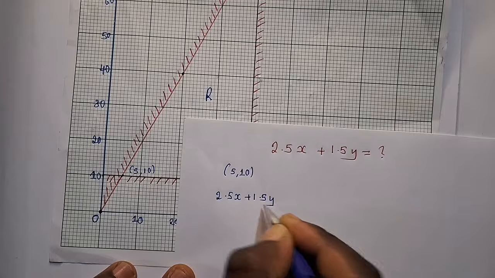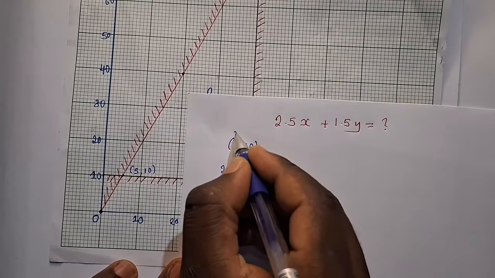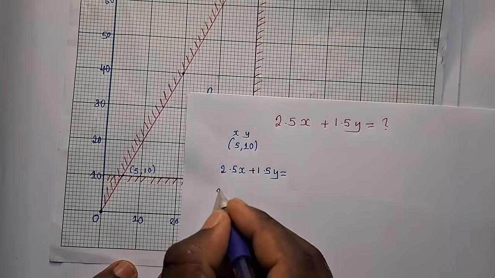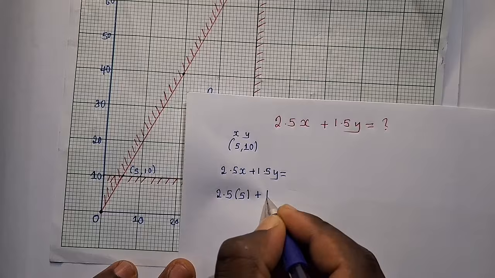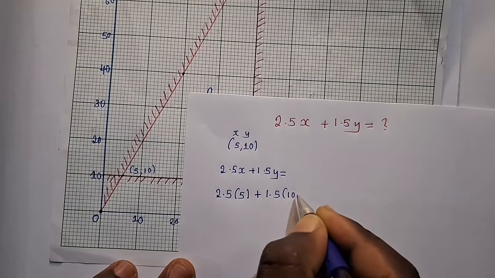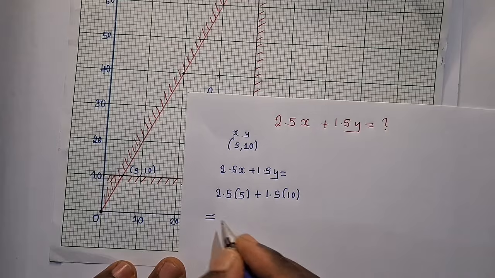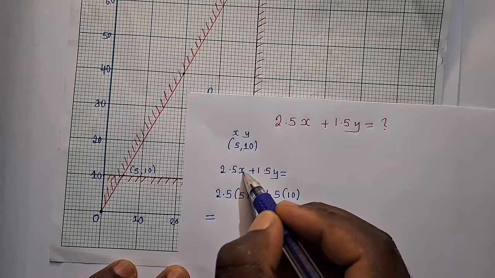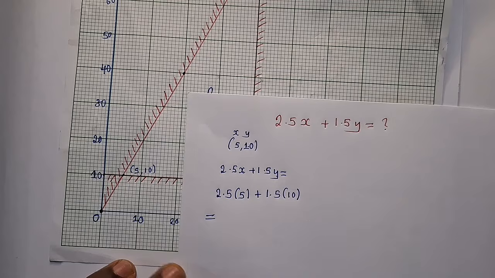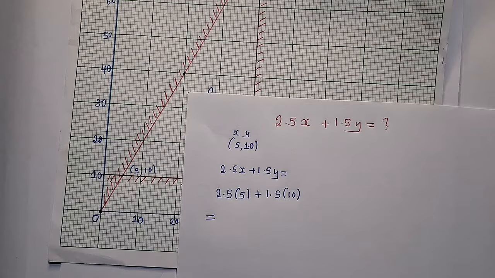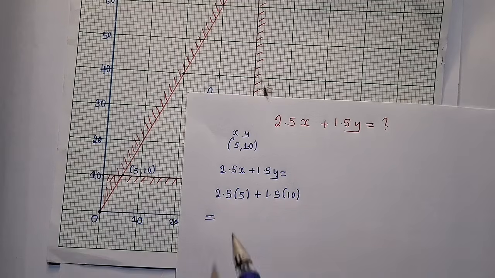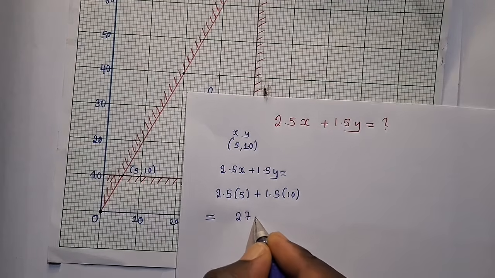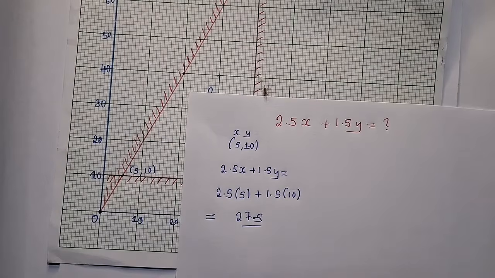I want to find the answer. This is the x-axis, this is the y-axis. So we shall say 2.5, open bracket, 5, plus 1.5, 10, close. So what I've just done here, I've gotten this x value, put it here, the y value, put it here, and then we solve. So 2.5(5) plus 1.5(10) is giving us 27.5. I hope that's what you're also getting.